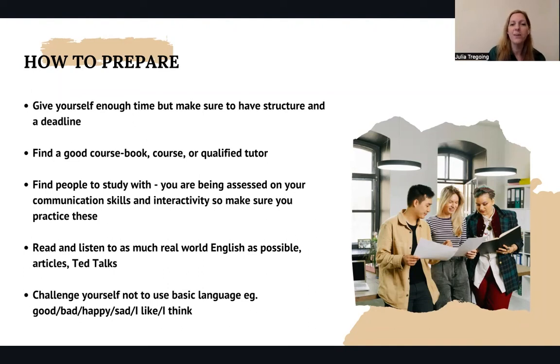And of course, read and listen to as much real world English as possible, articles and TED Talks. And this one, challenge yourself, especially if you use English every day. Challenge yourself not to use basic language. It's the first thing I get my students to do. So no goods, no bads, no happy or sad, no I like or I think, none of this basic language. Challenge yourself to do higher level, more complex structures as much as possible. So again, if I'm assessing a candidate and I hear this language in the exam, they're not maximizing, they're not demonstrating their advanced level.